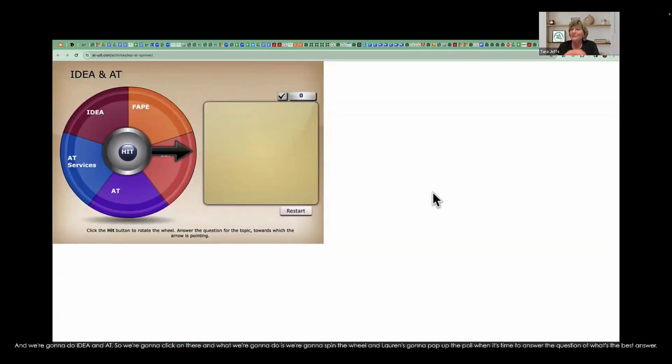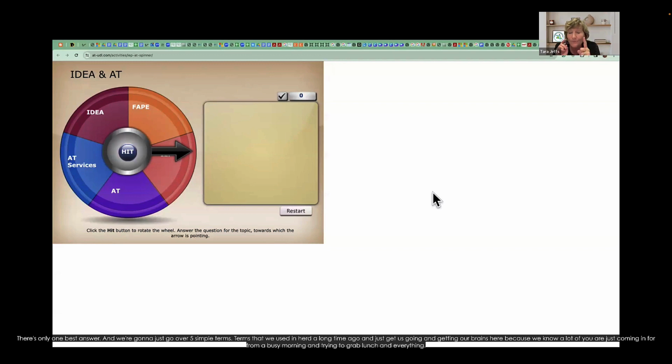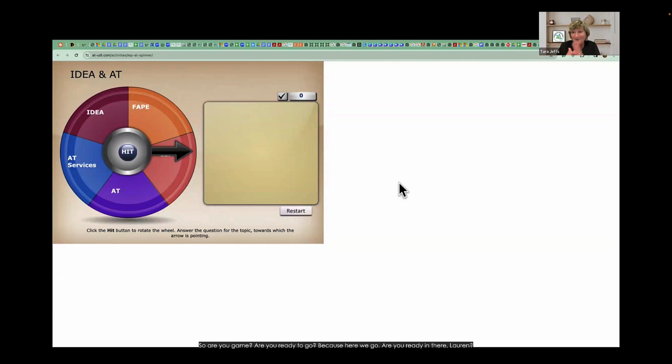What we're going to do is spin the wheel. Lauren's going to pop up the poll when it's time to answer the question of what's the best answer. There's only one best answer. We're going to go over 5 simple terms that we used and heard a long time ago, just to get our brains going, because we know a lot of you are just coming in from a busy morning and trying to grab lunch. So are you game? Are you ready to go? Are you ready in there, Lauren? Because here we come.